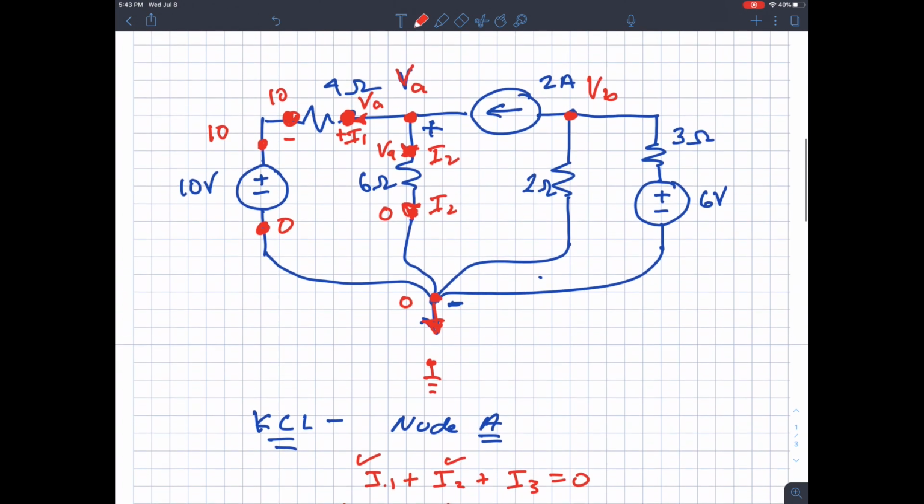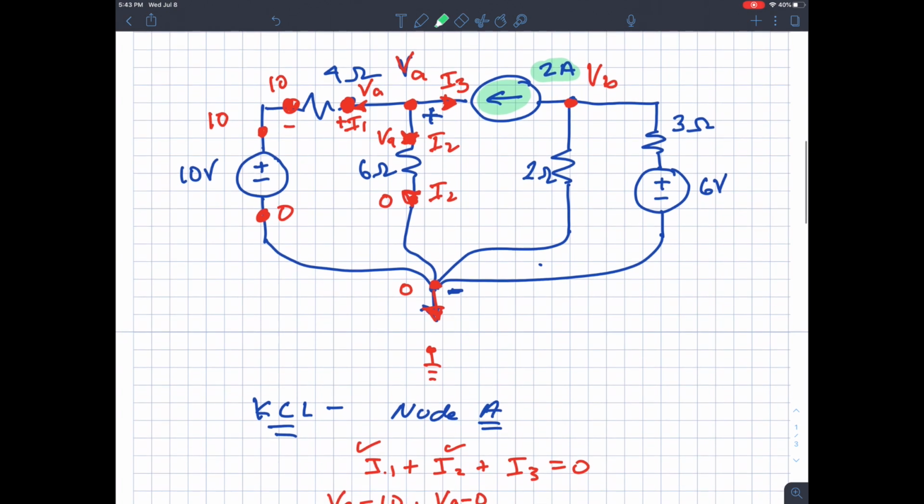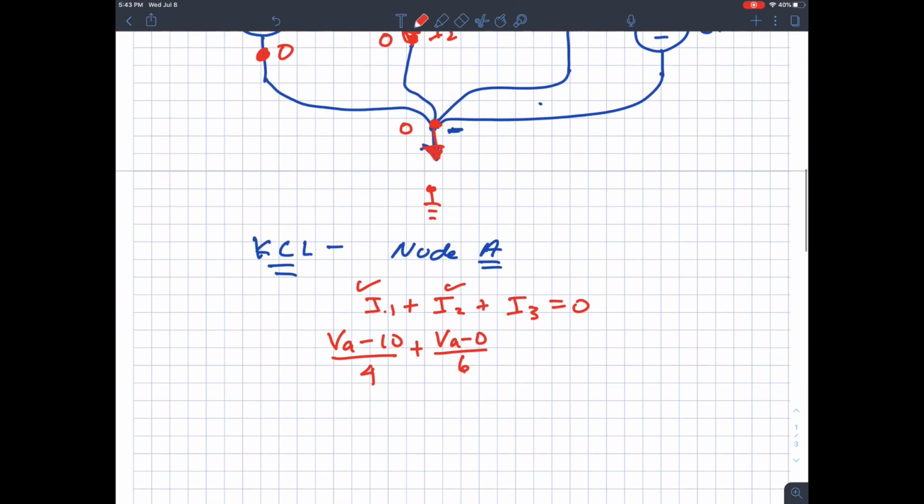Now I'd reference these. I erased these too soon. I reference this coming out as I3. How would I get I3? Well, there's no resistor in that branch, so I can't use Ohm's law. But fortunately for me, this is a current source. It's 2 amps. So I know what I3 is. I3 is just referenced backwards from the direction of the independent current source. So I3 is -2. So there's the node A voltage equation. Let's switch to purple and let's do node B.